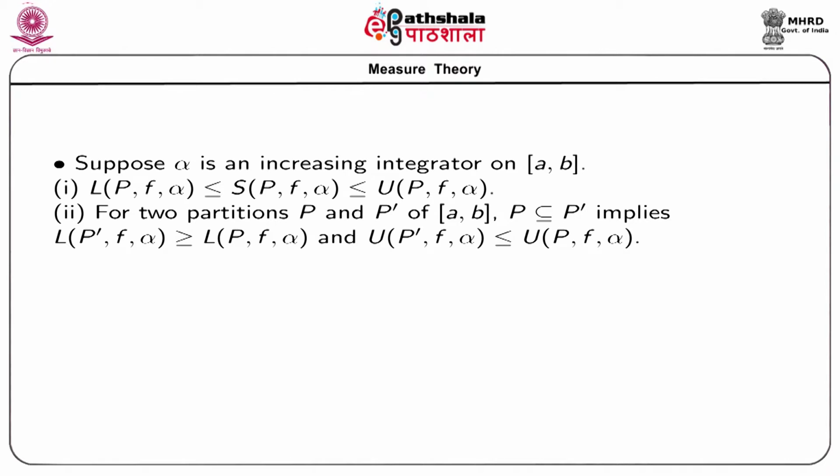For two partitions P and P' of closed interval [a, b], if P is contained in P', that is P' is a refinement of P, then we have L(P', f, alpha) greater or equal to L(P, f, alpha) and U(P', f, alpha) less or equal to U(P, f, alpha). That is, when we take refinements, the lower sums increase and the upper sums decrease.